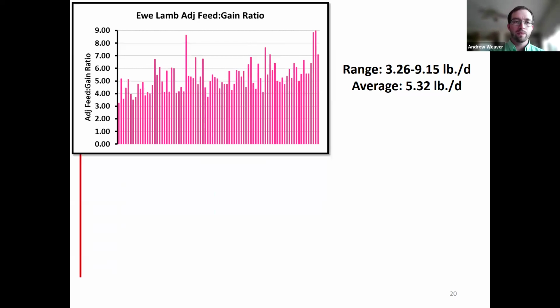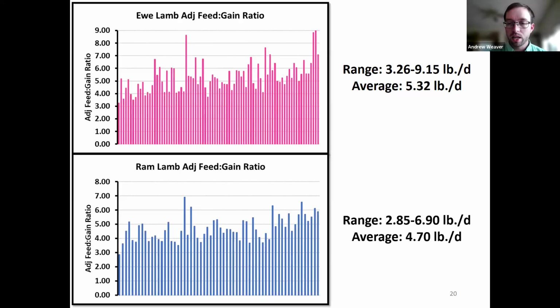Feed conversion ratio. So this is an adjusted feed to gain ratio. It's adjusted based on the Beef Improvement Federation guidelines, based on the ratio between metabolic body size of the contemporary group and the individual. So it's just a more fair assessment of feed conversion ratio. The range here on the females is 3.26 to 9.15, with an average of just over 5 pounds of feed per pound of gain in our females. And in the ram lambs, that range is 2.85 to 6.9 with an average of about 4.7.